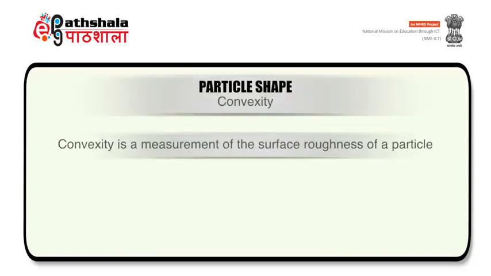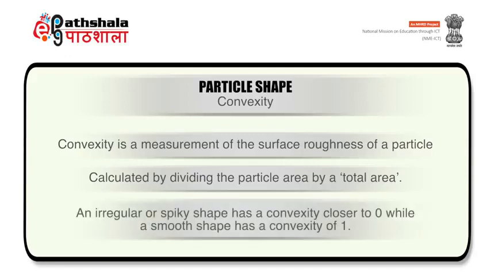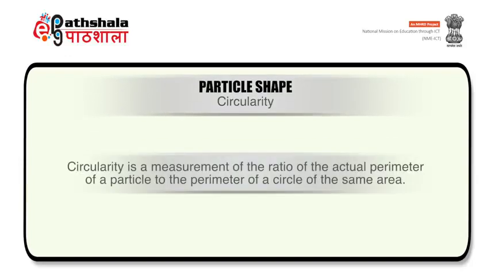Convexity. Convexity is a measurement of surface roughness of a particle and is calculated by dividing the particle area by a total area. An irregular or spiky shape has a convexity closer to 0, while a smooth shape has a convexity of 1. The last parameter to describe particle shape is circularity. Circularity is a measurement of the ratio of the actual perimeter of the particle to the perimeter of a circle of the same area.